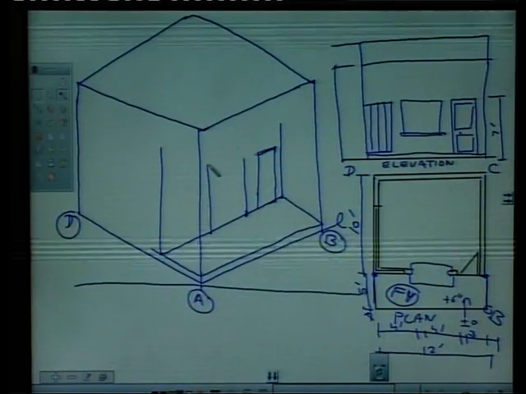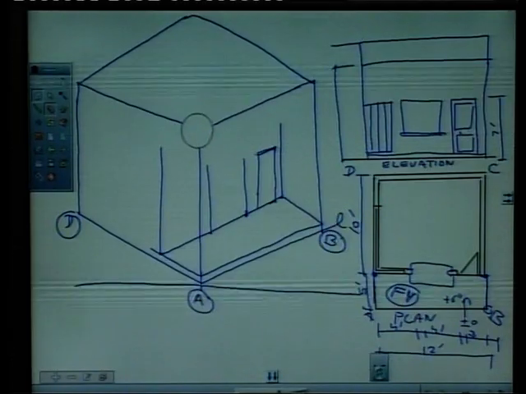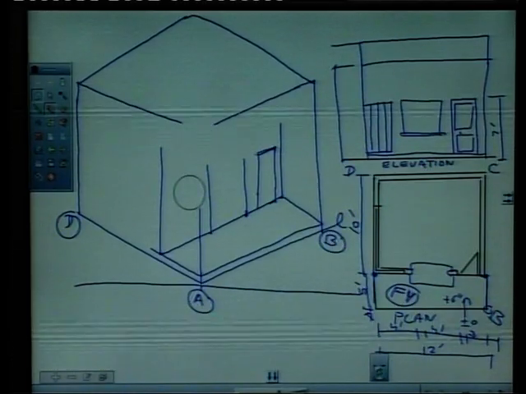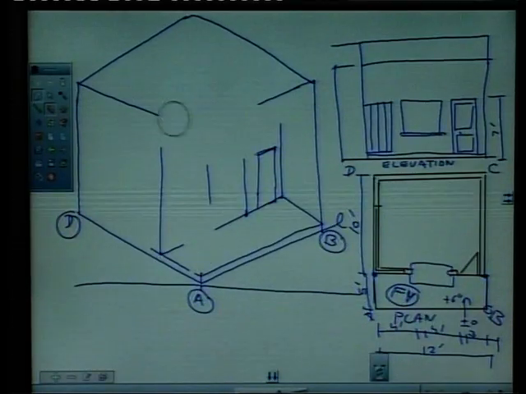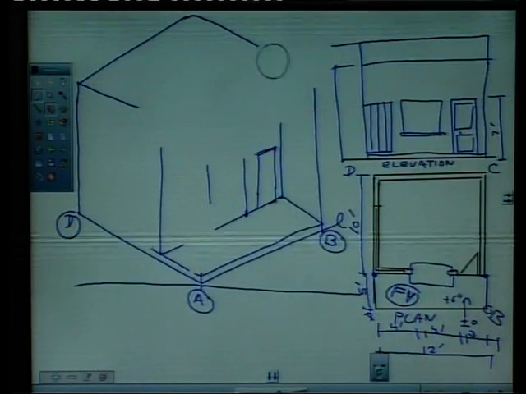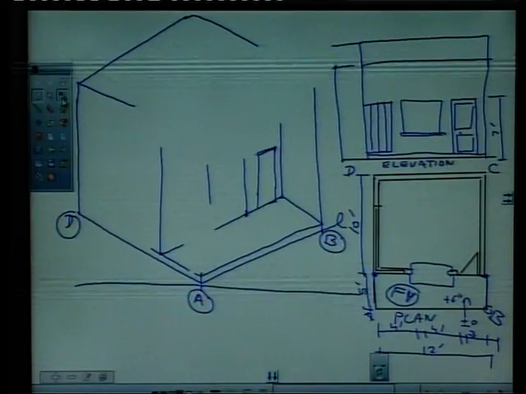Just to make it clear, I will erase this line. You should not erase this line. I am erasing just to make you clear the things. Okay.